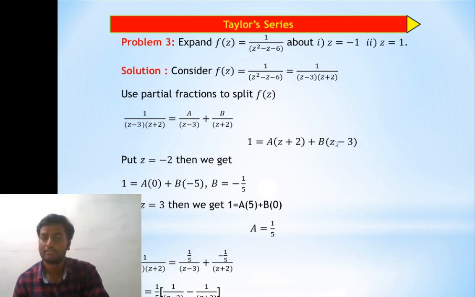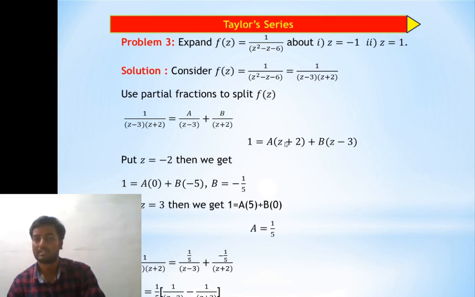Now similarly put z equal to 3. This term is 0. So z equal to 3 means 3 plus 2, it is 5, a equal to 1 by 5. So that can be written as 1 by 5 into [1 by z minus 3 minus 1 by z plus 2]. Now see, about z equal to minus 1, about z equal to 1. So about z equal to minus 1 means z plus 1 equal to w you take. Here z minus 1 equal to w you take.